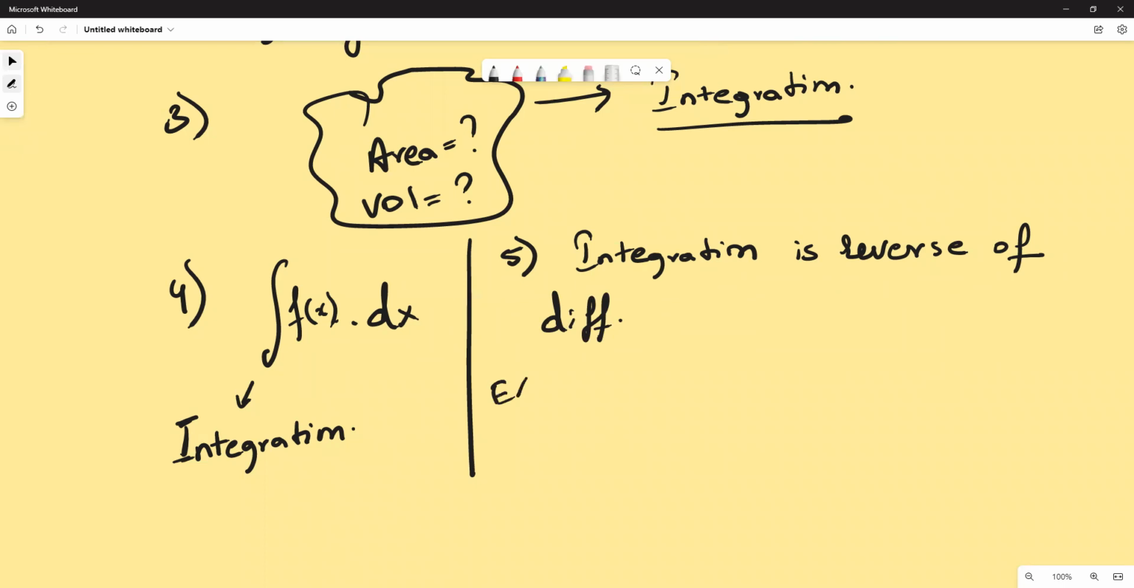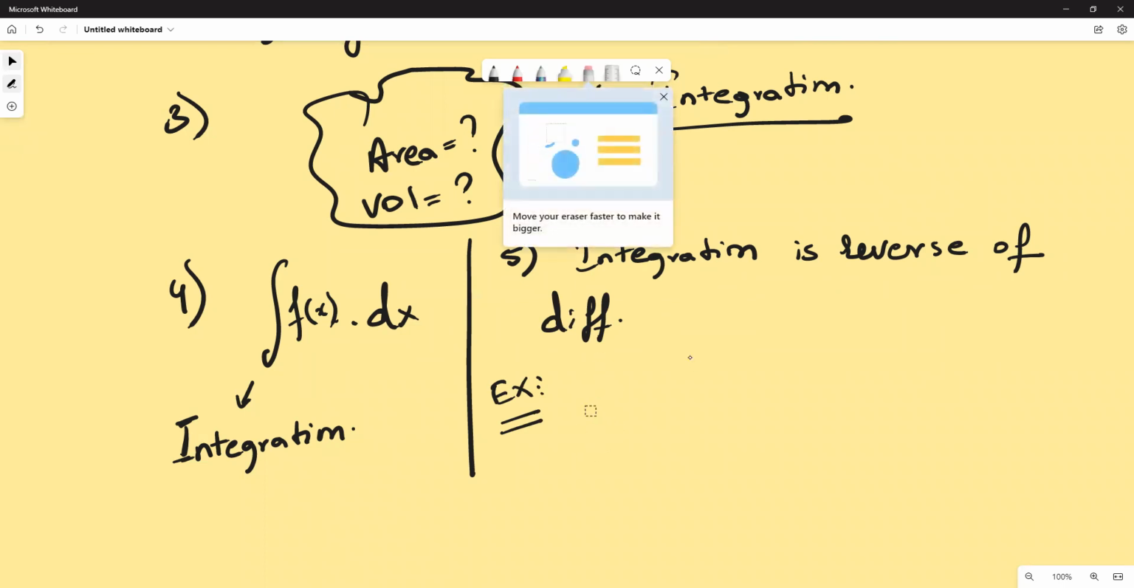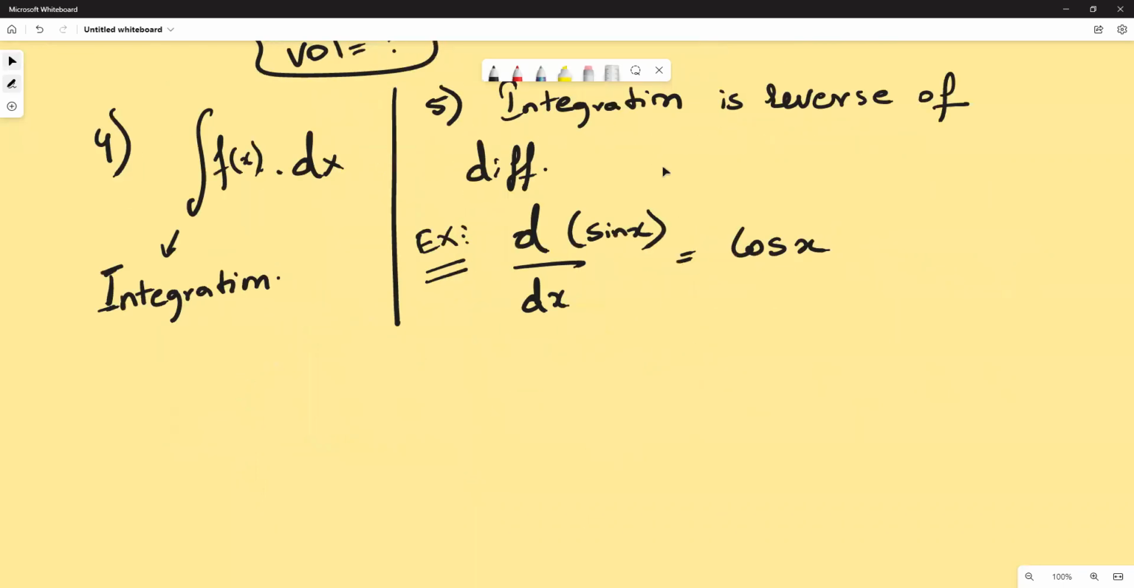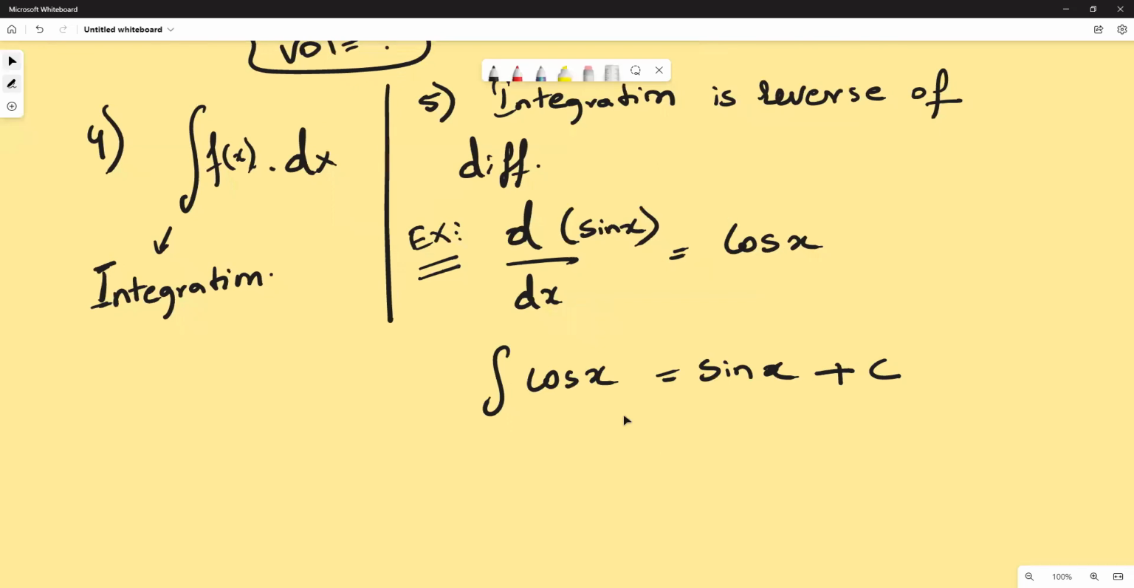So, for example, if I ask you, what is d by dx of sin x, for example, the differentiation of sin x, then you may come and say it's cos x. Similarly, if I ask you what is integral cos x, then it's nothing but sin x. The difference is in integration we add plus c. The question is, why do we add the c? What is the meaning of the c? Now c represents a constant.